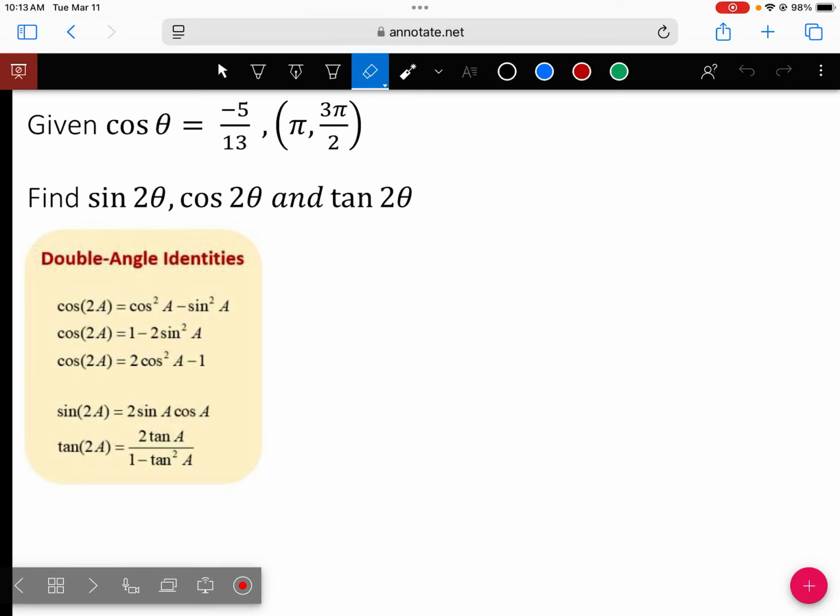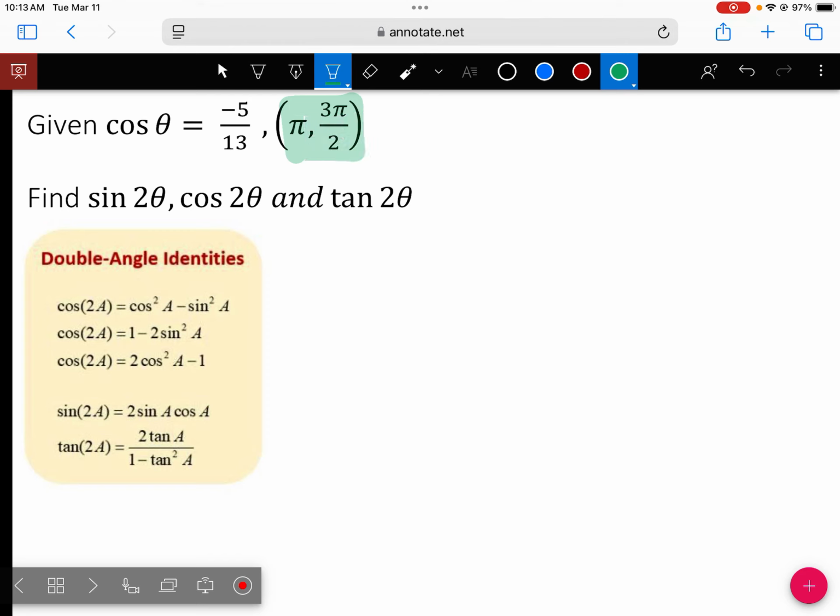This is the information. This is example 2. We did example 1 yesterday. This is the information that they gave us. The only thing they told us is that cosine is -5/13. And this represents the interval.